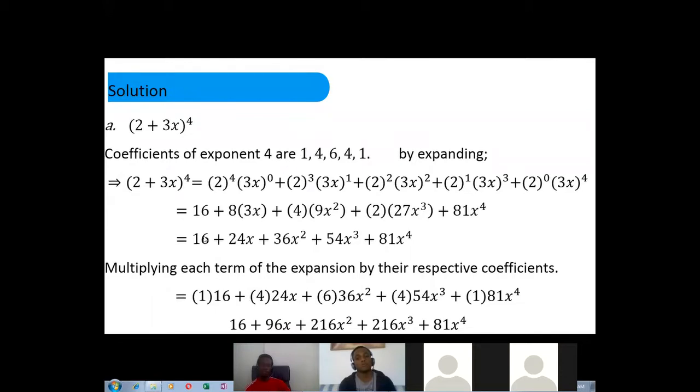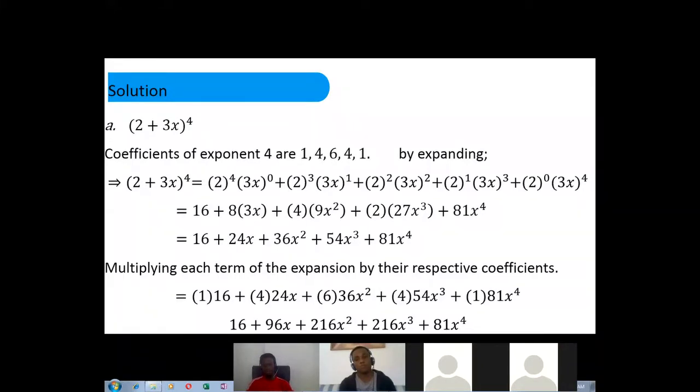Now the next step, we just simplify that. That will give us 16 plus 24x. 8 times 3x will give us 24x. Then plus 36x squared, that's 4 times 9x squared. Plus 54x cubed, that is 2 times 27x cubed, plus 81x exponent 4.